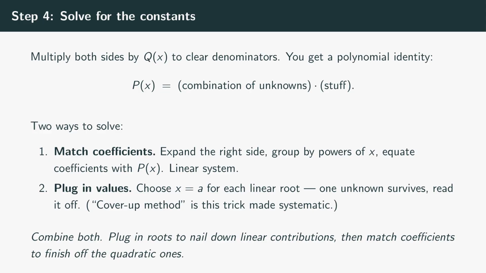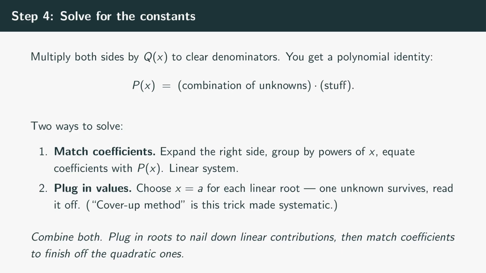Step 4. Find the values of all those unknown constants. Multiply both sides by q of x to clear denominators. What you're left with is a polynomial identity. p of x on the left, on the right, a sum of the unknowns times various polynomial pieces. Two polynomials are equal, as polynomials, if and only if they're equal coefficient by coefficient.